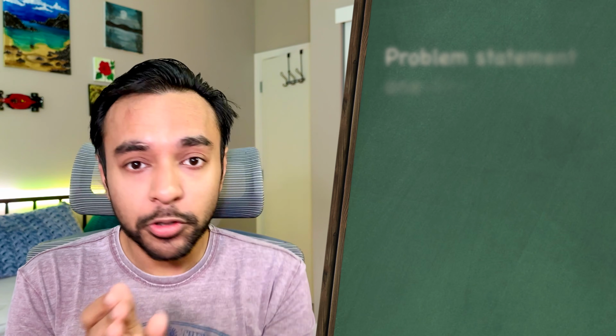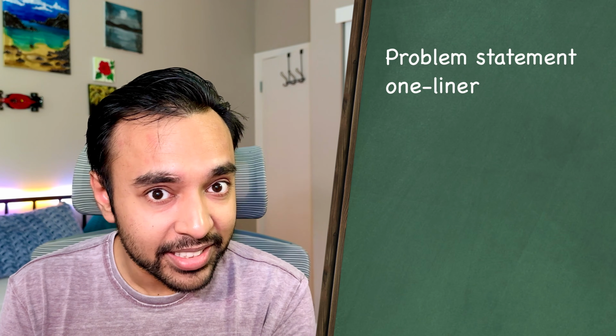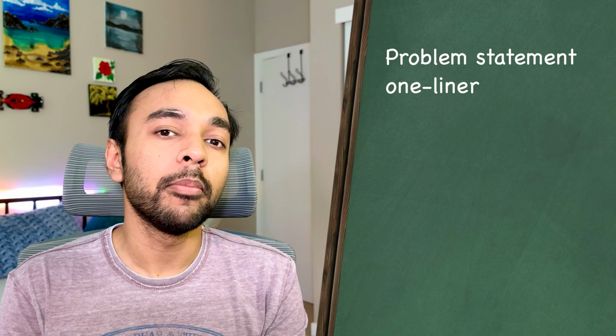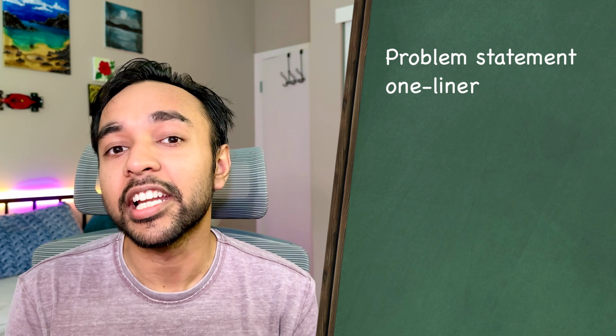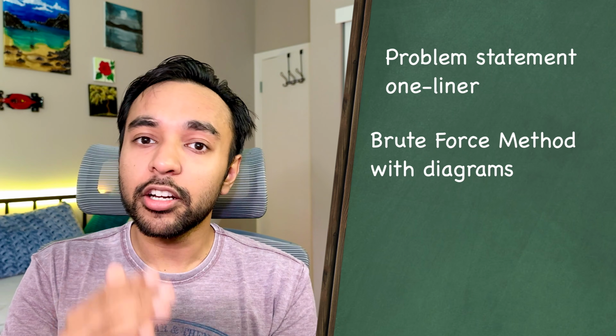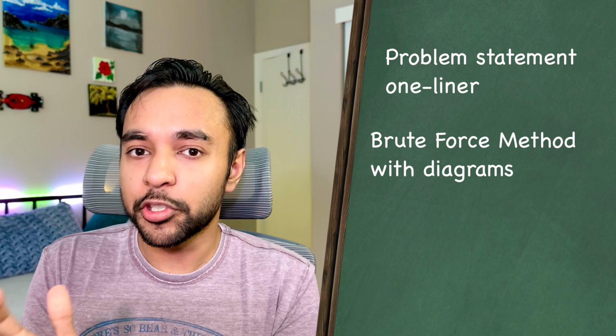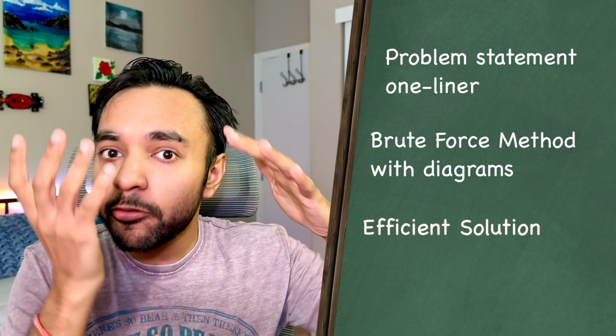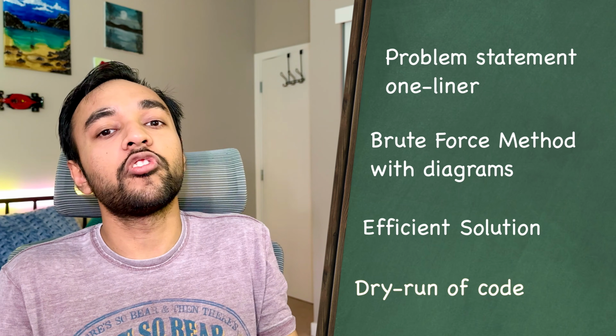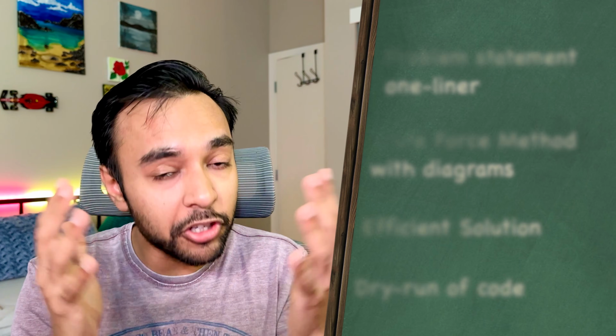First, I will explain you the problem statement and we'll look at some sample test cases. I will also summarize the problem for you such that it becomes a one-liner. Going forward, we will start off with a brute force solution along with some diagrams. That makes it really easy to visualize. Going forward, we will find an efficient solution and then also do a dry run of the code so that you can understand and visualize how all of this is actually working in action. Without further ado, let's get started.